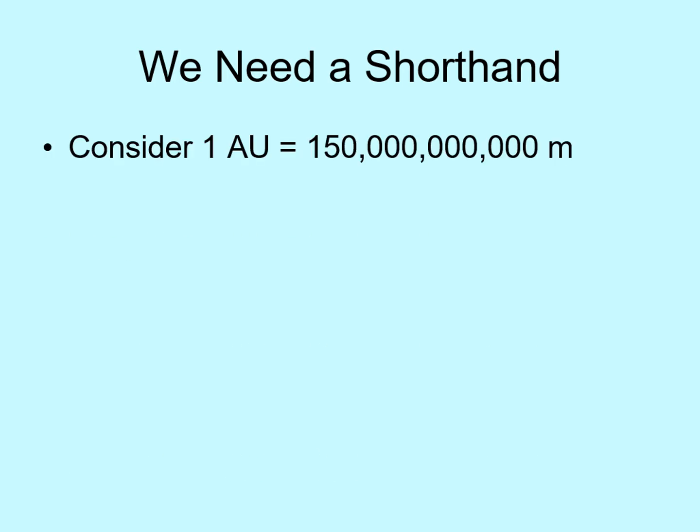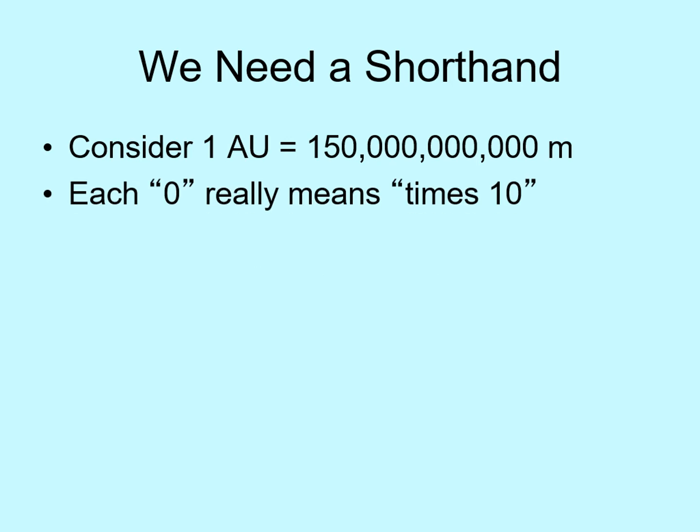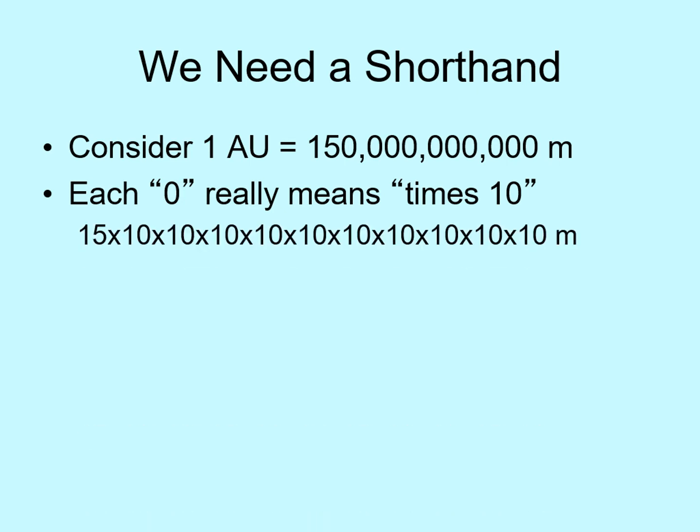We'll start with a smaller number, the astronomical unit, or 150 billion meters. Notice all of those zeros. Those are really just placeholders to tell you that it's not just 15 meters. Each zero is really a way of saying times 10. So if we wanted to, we could take this number and rewrite it: 15 times 10 times 10 times 10 times 10 times 10 and so on, 10 times. This would be a lot of work, and it would violate an important principle of math and science.